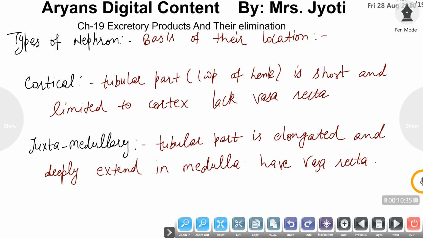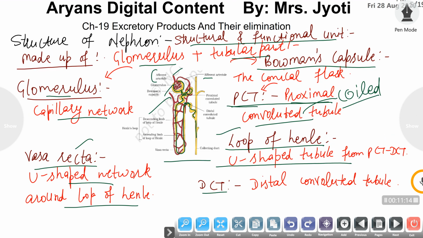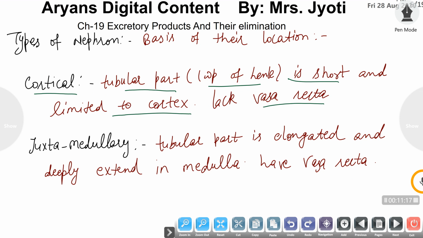Now, on the basis of their location in the kidney, nephrons can be broadly divided into two types: cortical and juxtamedullary nephrons. The cortical nephrons are generally short in length. Short length means the tubular part of these nephrons is short, and the loop of Henle is much reduced in this type of nephron, which is why they are limited to the cortex only. These nephrons generally lack the vasa recta. Only the afferent and efferent arterioles, as you can see in this slide, are generally present.